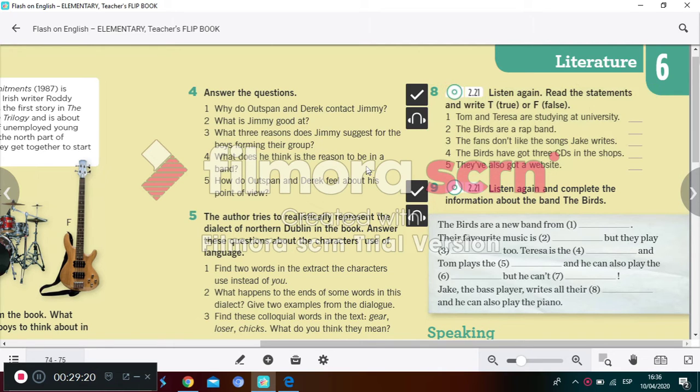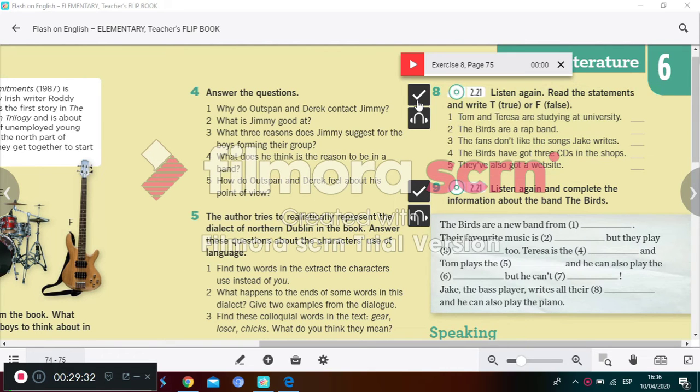Okay, I'm going to play the audio again. Okay, and you need to decide if these sentences are true or these sentences are false. Okay, let's listen.